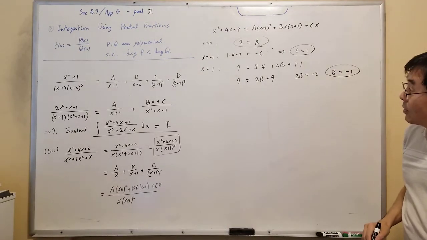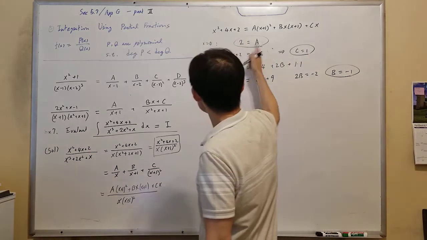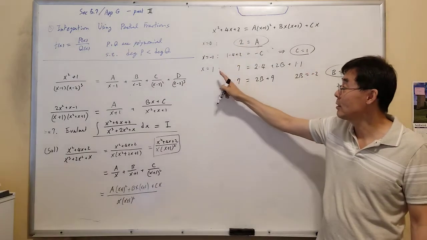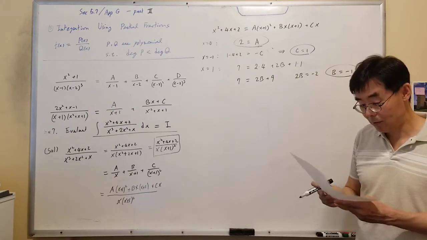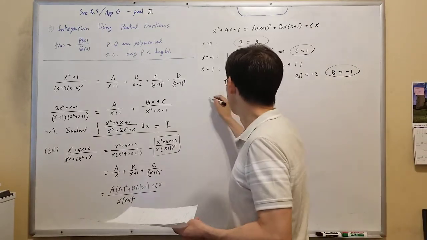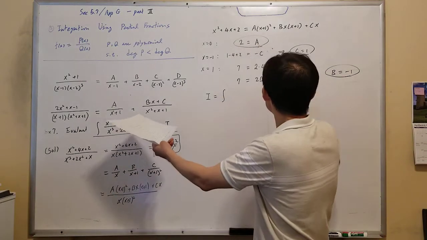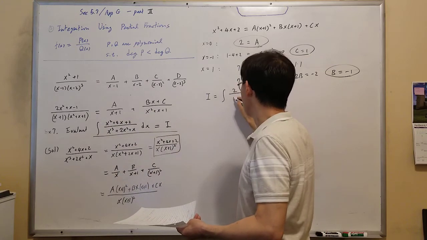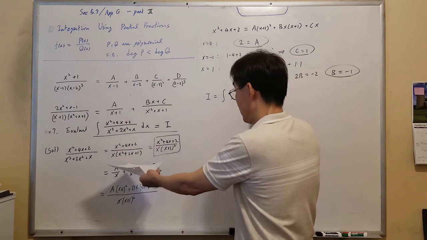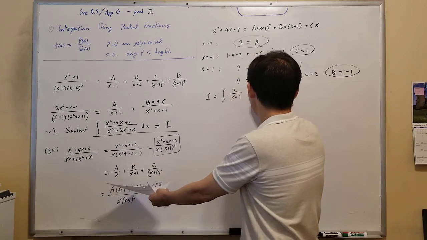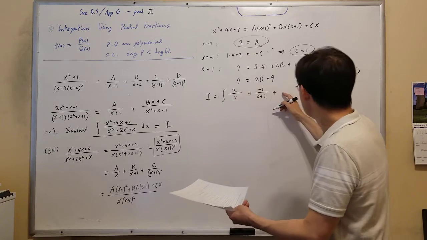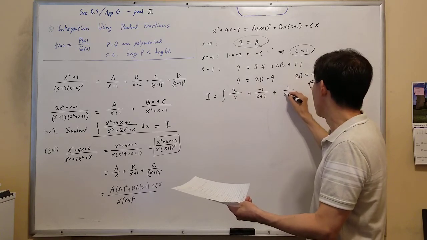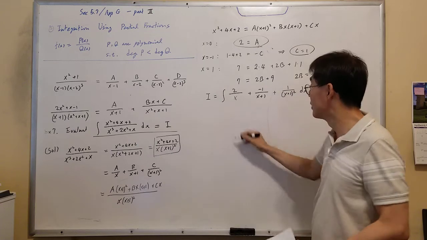Okay? So when you have some repetition, that's okay. Still plug in the zeros of the denominators and then other simple values, and solve for the rest of the coefficients. Okay? So your integral is A equals 2, 2 over x, plus B equals negative 1, negative 1 over x plus 1, and C equals 1, 1 over x plus 1 squared dx.